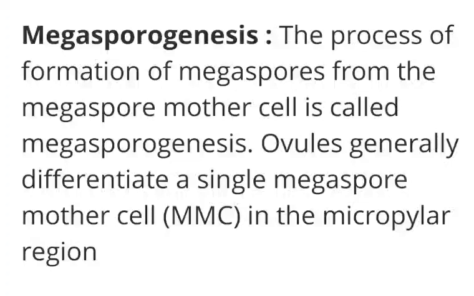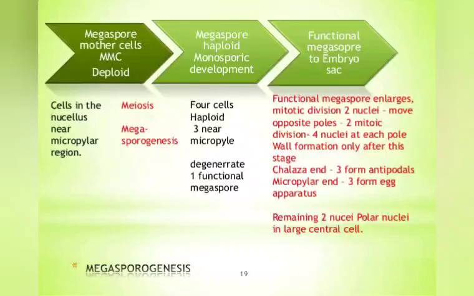Now we'll study the process of megasporogenesis. It is a process of formation of megaspores from megaspore mother cell. This process takes place in the ovule part from the nucellus cells of the ovule. First we'll study with the help of flow chart.